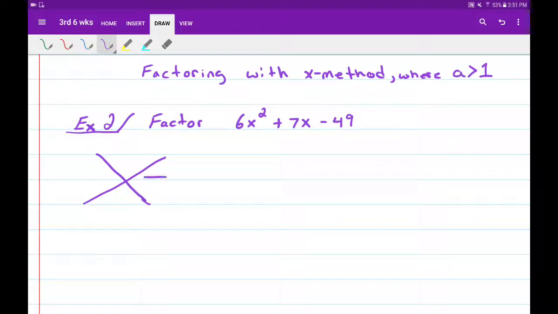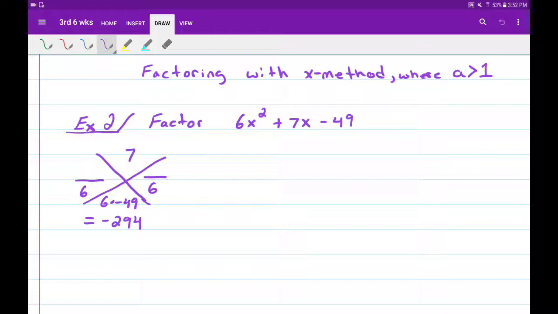All right, 2 factors here. And our a value here is 6. Okay, then on the bottom, 6 times negative 49. Okay, and that's going to equal negative 294. All right, and then our b value is 7. So we need to find some factors of negative 294 that sum up to a 7. Okay, and there's a lot of factors.